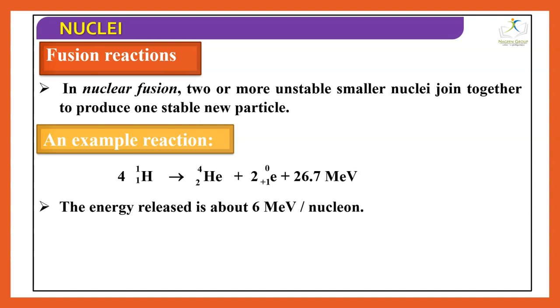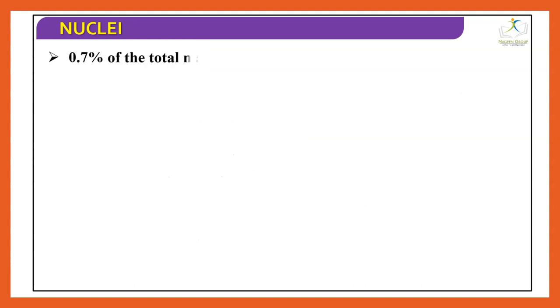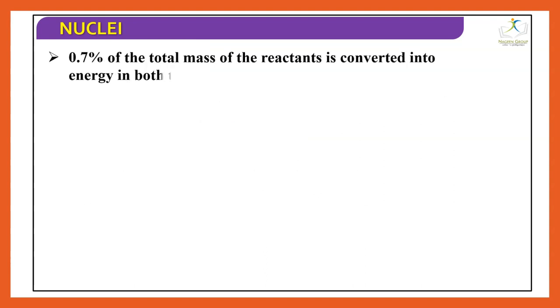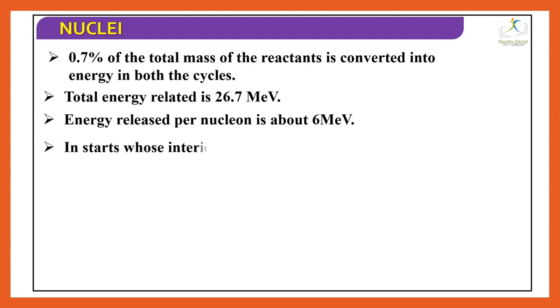The energy released is about 6 mega electron volt per nucleon, and this is more energy per nucleon than fission. So the energy of nuclear fusion is more than that of nuclear fission. About 0.7 percent of the total mass of the reactant is converted to energy in a cycle. Total energy released is 26.7 mega electron volt and the energy released per nucleon is 6 mega electron volt.